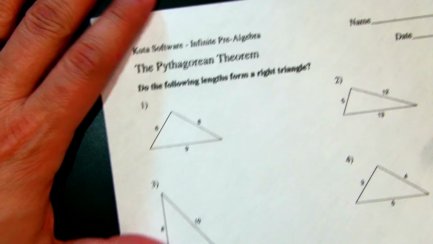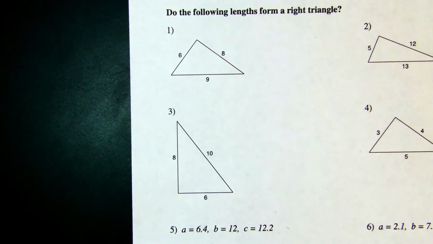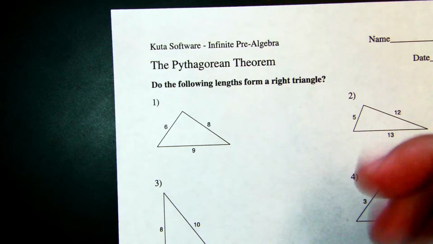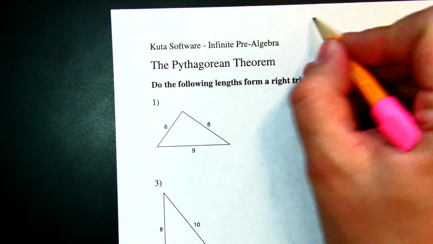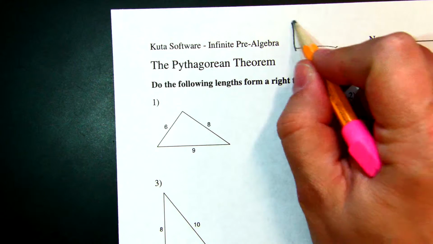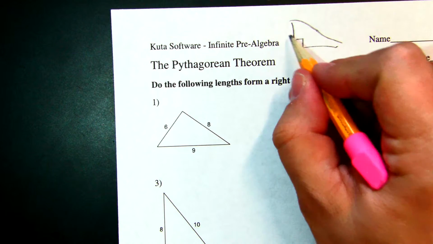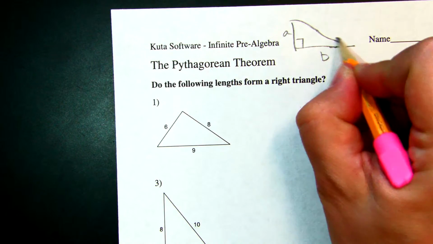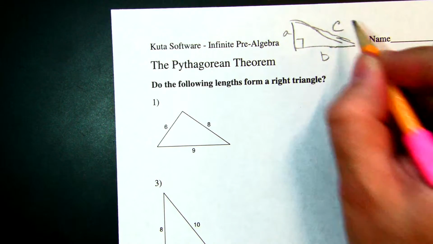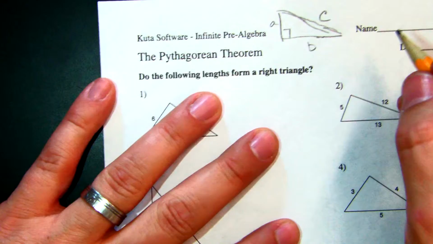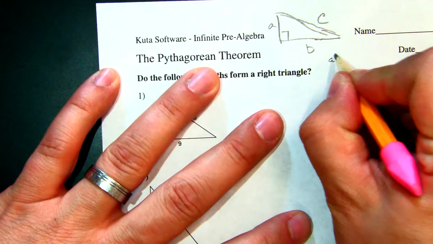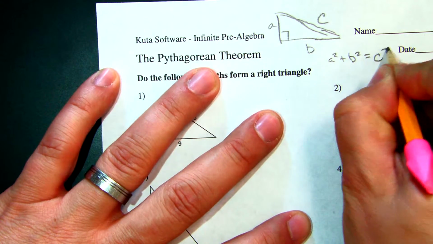Alright, so this is the first of two videos I'm going to do about the converse of the Pythagorean theorem. Again, we know the Pythagorean theorem tells us that if you've got a right triangle, there's our right angle, and the legs are A and B, the hypotenuse is C, then I know that A squared plus B squared will equal C squared.